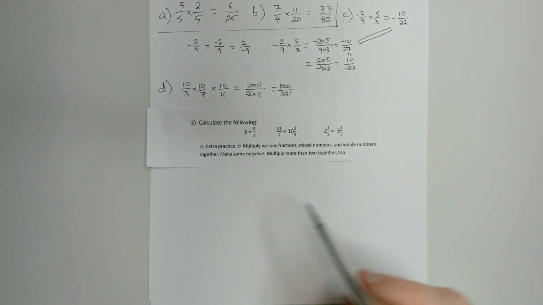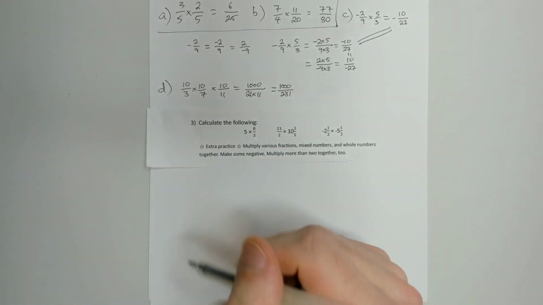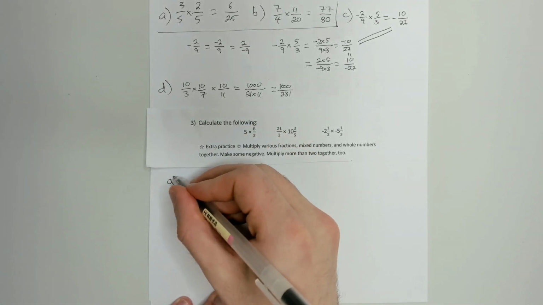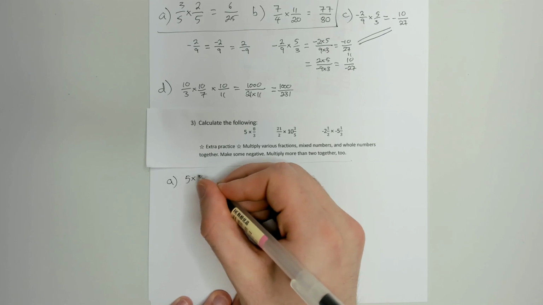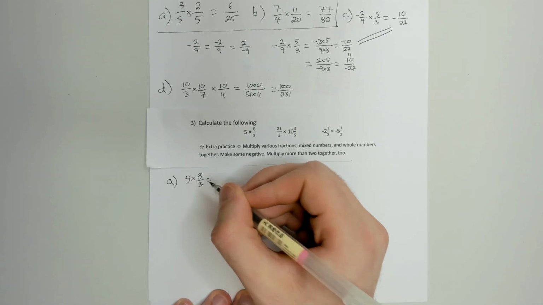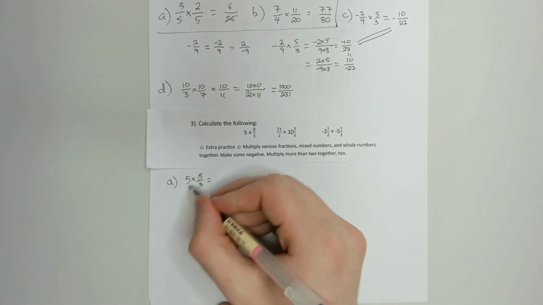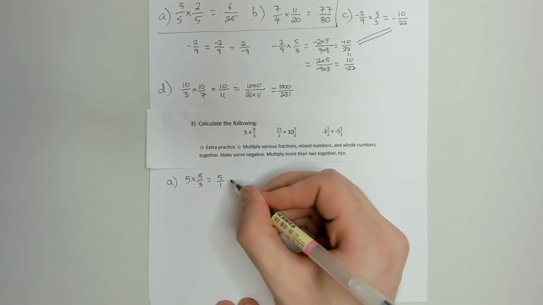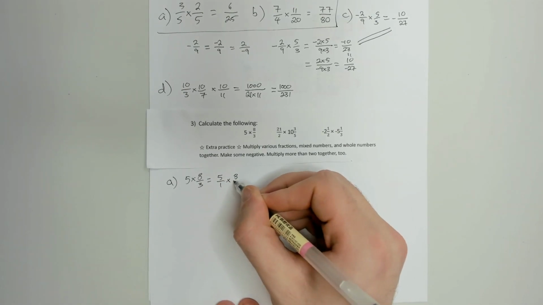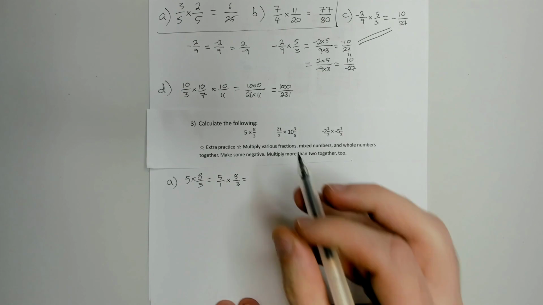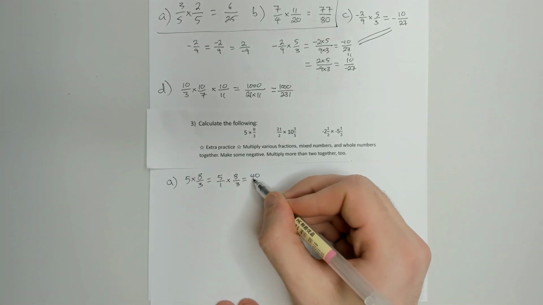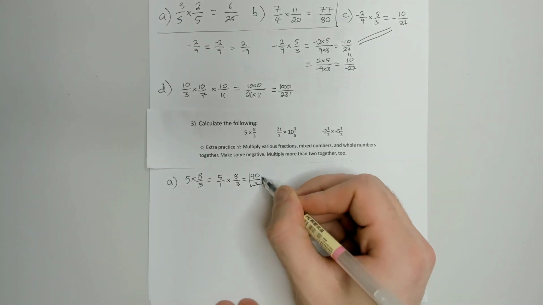All right, for question 3, we have some more multiplication, but now we have some whole numbers and mixed numbers involved. So maybe there's a little bit more steps to worry about here. So for the first one, we have 5 times 8/3. So how can we do this? Well, what we can do is we can convert 5 into a fraction, which is the same as 5 over 1, and multiply it by 8/3, and now it's just the same as before. 5 times 8 is 40, 1 times 3 is 3, and there is your answer.